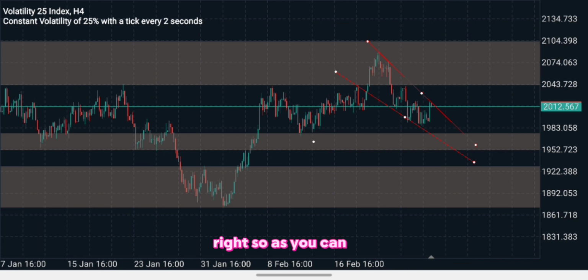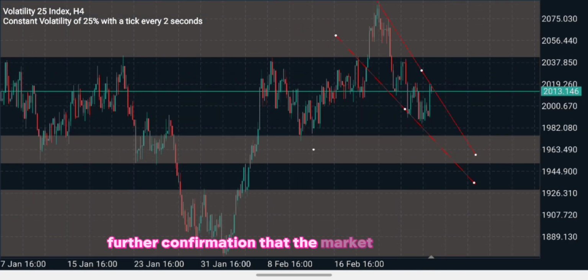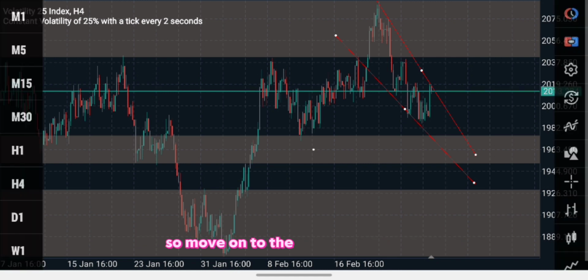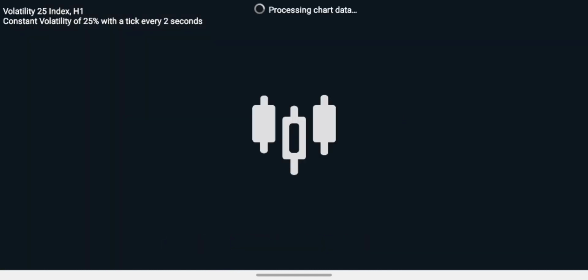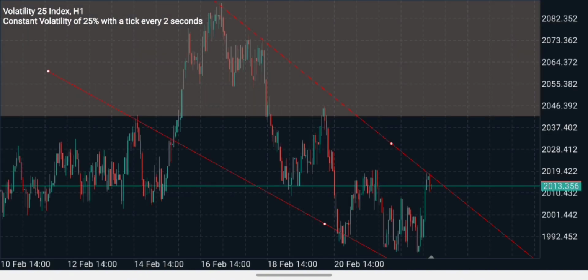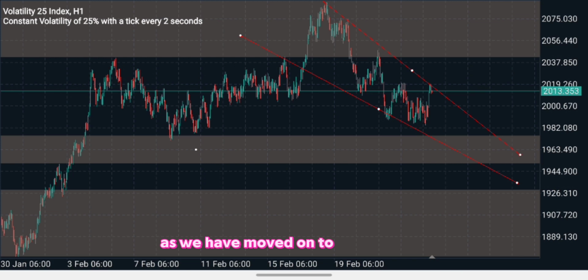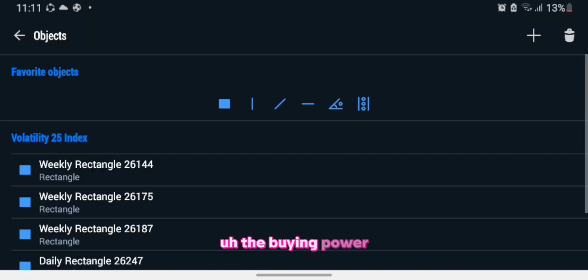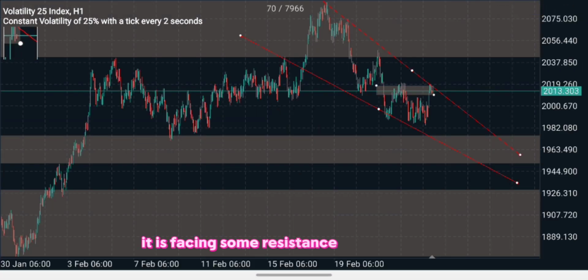Right, so as you can see, in 4 hours we have drawn a falling wedge that is more like a triangle. The market is showing some major buying power, but we have no further confirmation that the market is going to buy. So we'll move on to the lower time frame. We move on to 1 hour. As we have moved on to the 1 hour, we are seeing that the market, even though it is showing the buying power, is facing some resistance from this point.